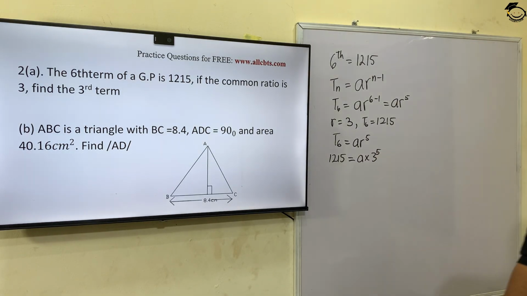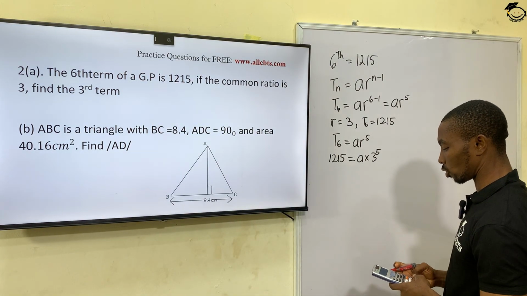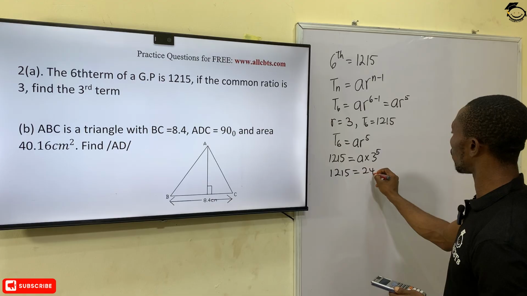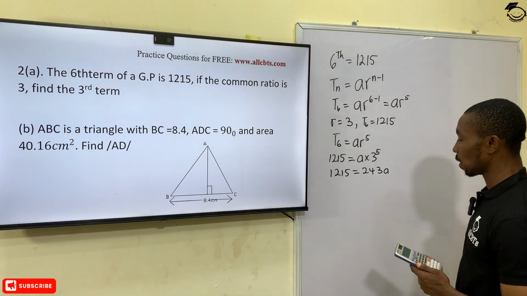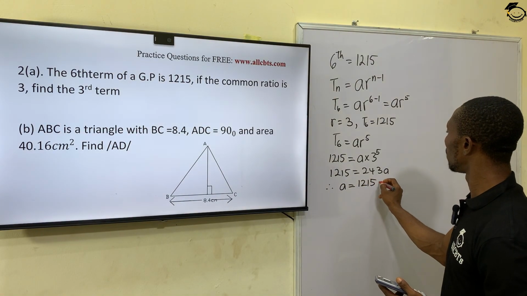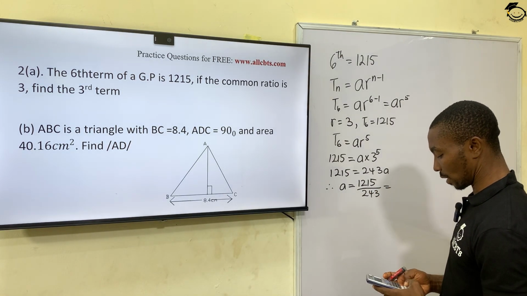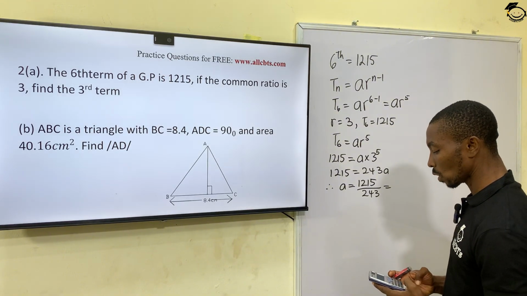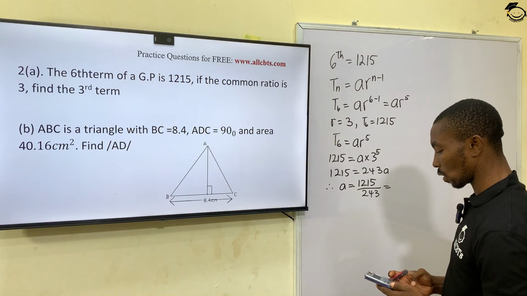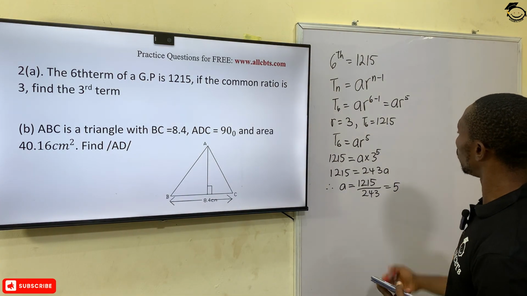Now, our 3 raised to power 5 would be 3 times 3 times 3 times 3 times 3, which gives us 1215 equals 243a. Okay, so therefore our a would be 1215 divided by 243. So this would be 1215 divided by 243 would give us 5. So our first term for this geometric progression would be 5.